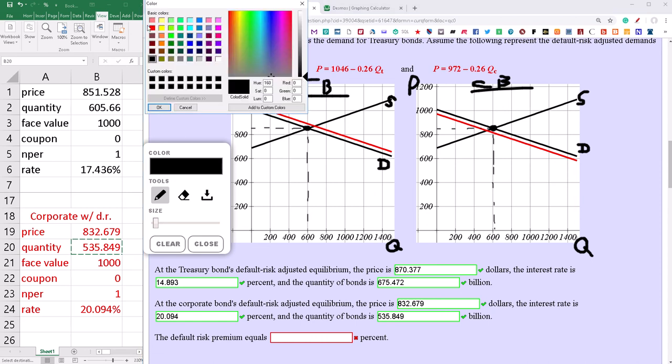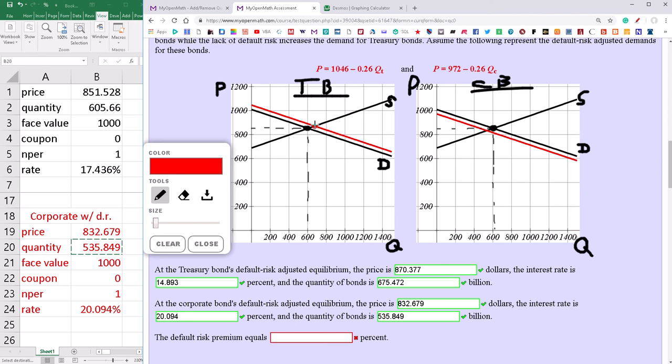Okay. But then we introduce risk and we get the demand curve with corporate default risk. Okay, I'll just call that right there. And the quantity increased, right? The quantity increased for treasury bonds, and the price got bid up too, right? People were willing to pay a little higher price for that safety, that increased safety.